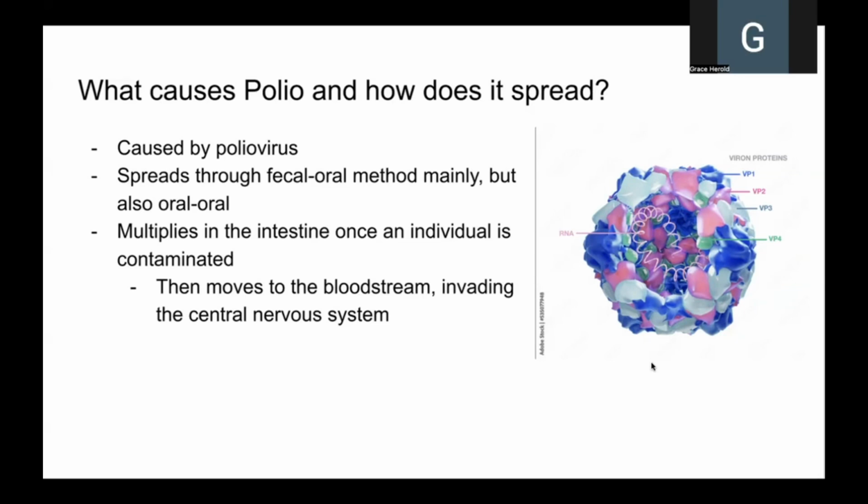The virus multiplies in the intestines before it moves to the bloodstream. Once it enters the bloodstream, there is a higher risk of it affecting one's central nervous system. There is no cure for polio once obtaining the virus, but the best prevention is to get the vaccine.